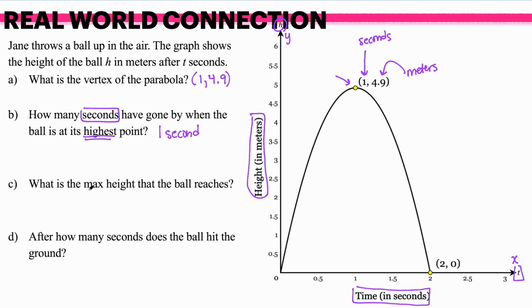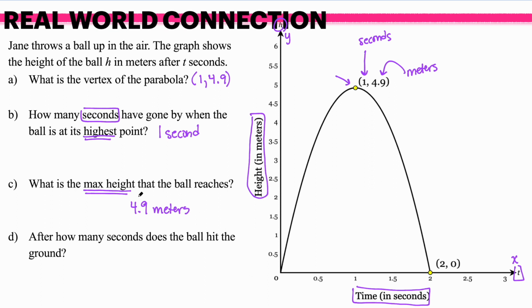Next, what is the max height? Now they're wanting to know height. In part B, they wanted to know seconds. Now they want to know height. So we're now looking at the y value, which in this case is height, which is meters. So 4.9 meters high was what the ball reached.